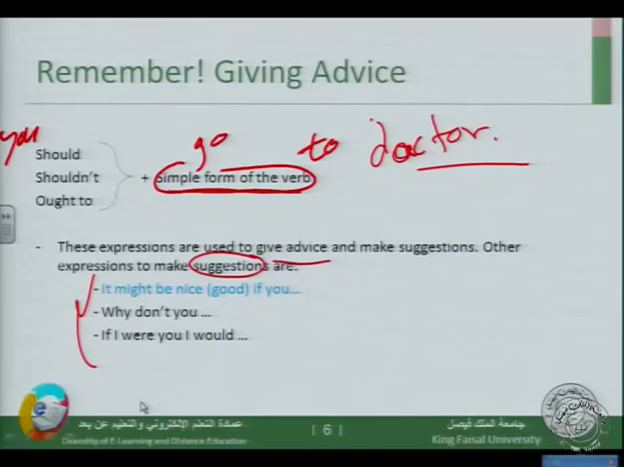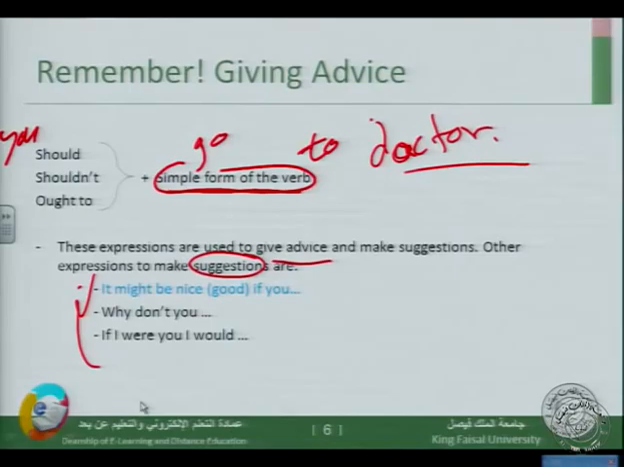Also, we have talked about how to give suggestions, how to make a suggestion. For example, it might be nice if you go to the doctor. So this is a way to give a suggestion. Why didn't you study hard? Why didn't you fix the car? Why don't you buy a house? So you are making suggestions. If I were you, I would buy a new one, or new shoes. So you're making suggestions now.